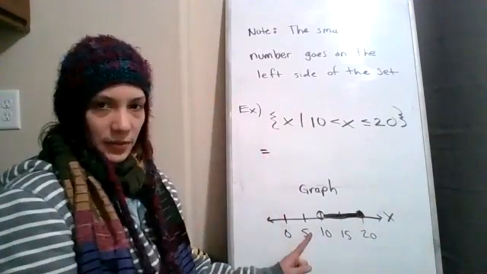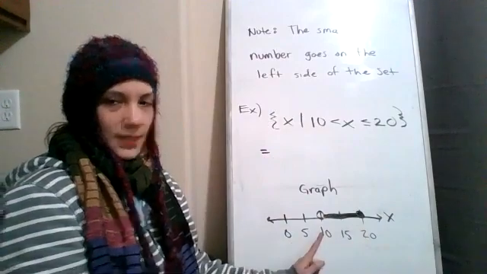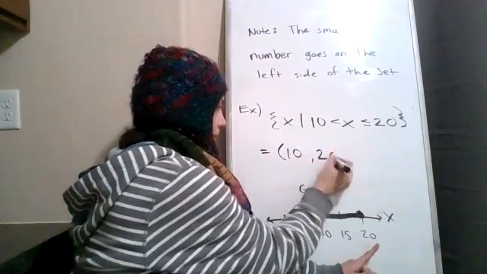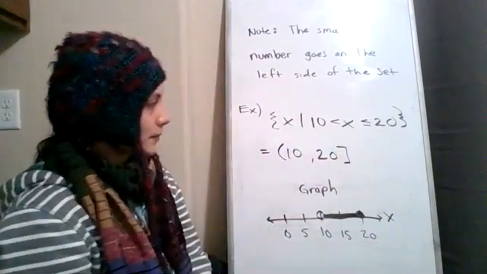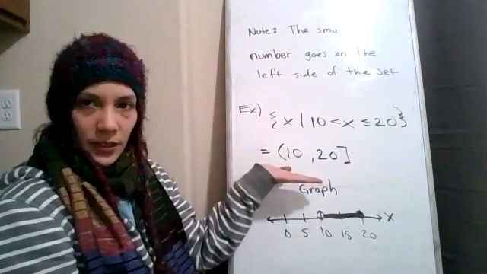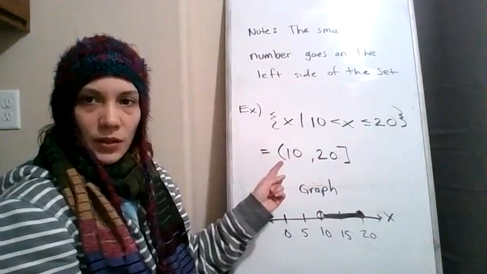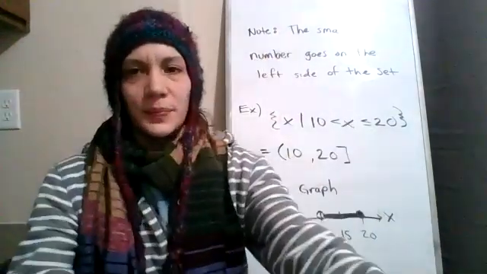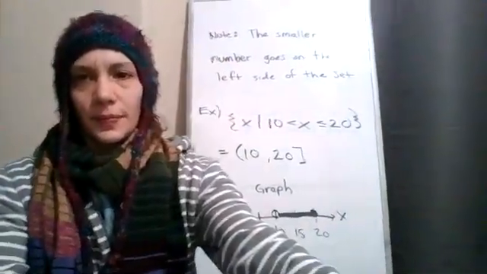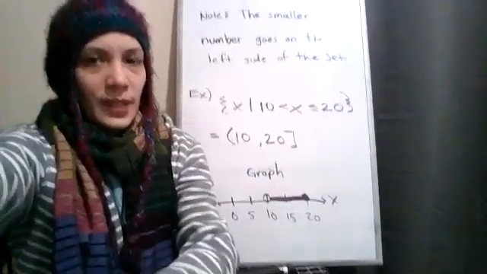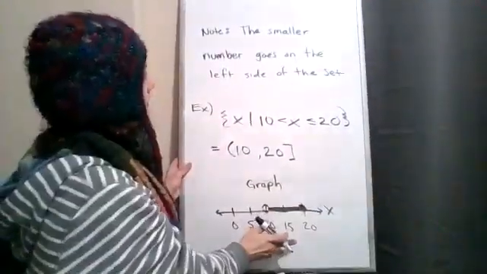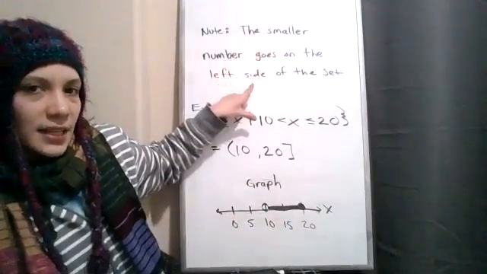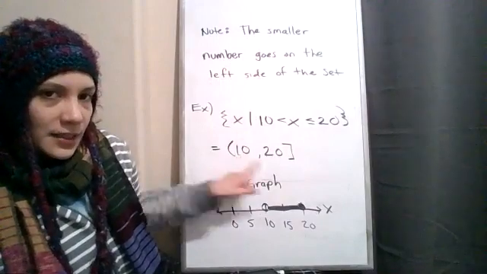Okay, your set goes from 10 to 20, not including 10. You do include 20. And then that's your set written in interval notation. Oh, read this. Yeah, I see the glare too. Okay. The smaller number goes on the left side of the set, like this. 10 is on the left side, 20 on the right side.